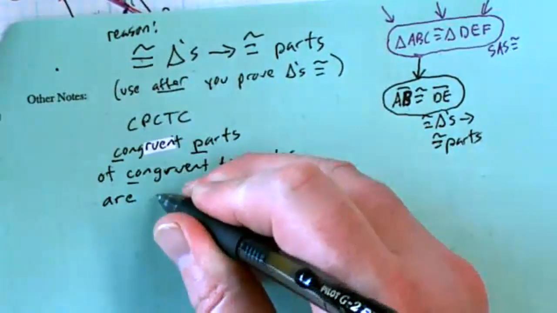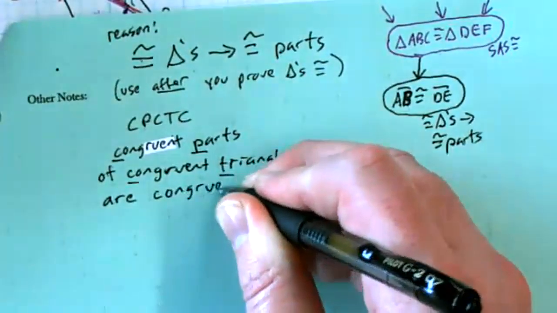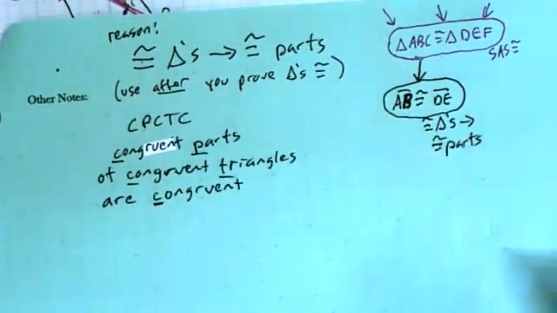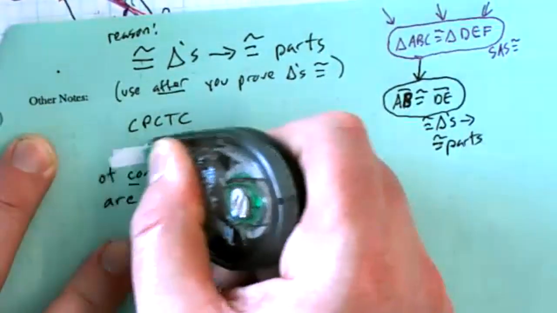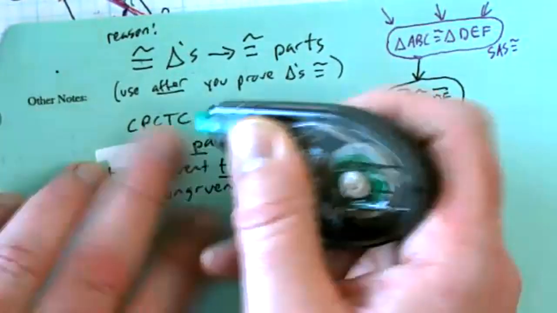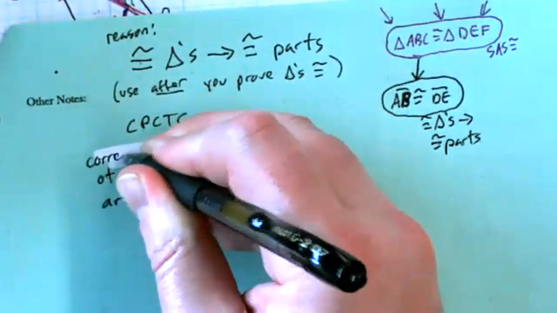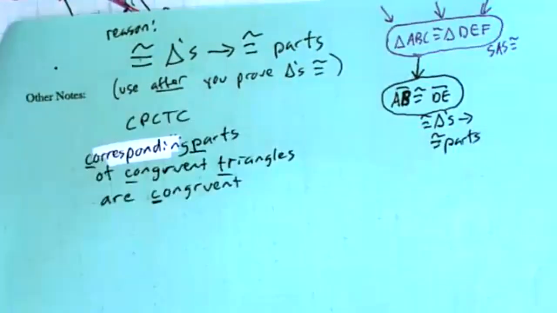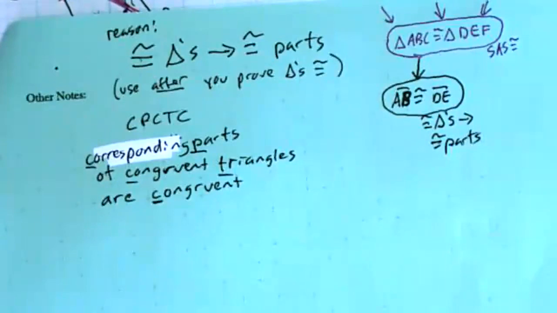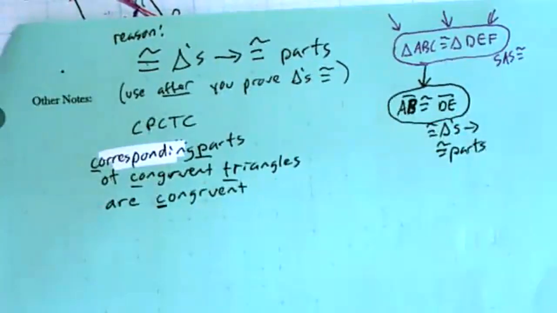I actually messed this up. I'm sorry, guys. That first word is not congruent. It's corresponding. Thank you. Corresponding parts of congruent triangles are congruent. I totally biffed that. My bad. Thank you for your patience. Corresponding parts of congruent triangles are congruent. Does that make sense? Corresponding means matching. So basically, if you have congruent triangles, then their matching parts are also congruent.